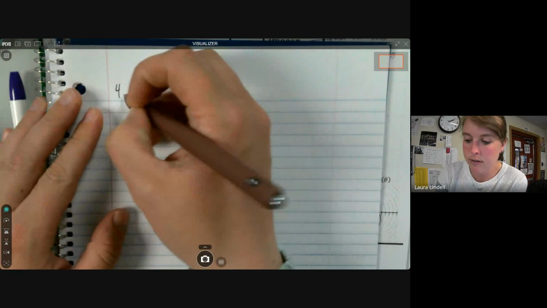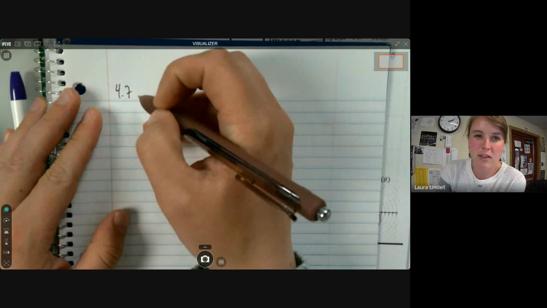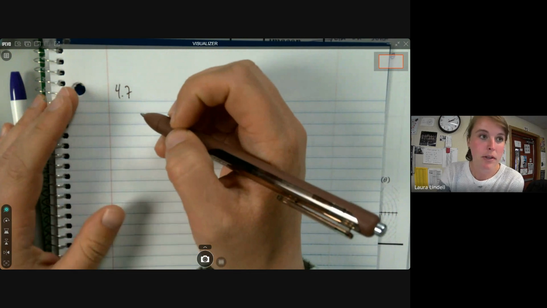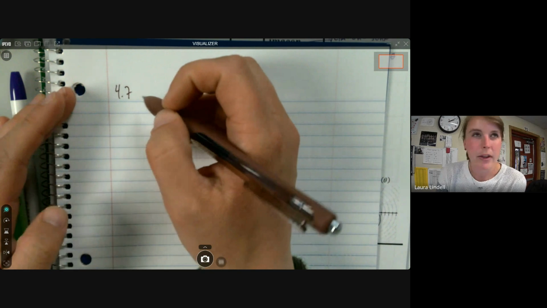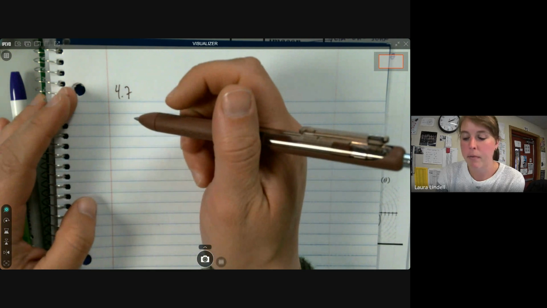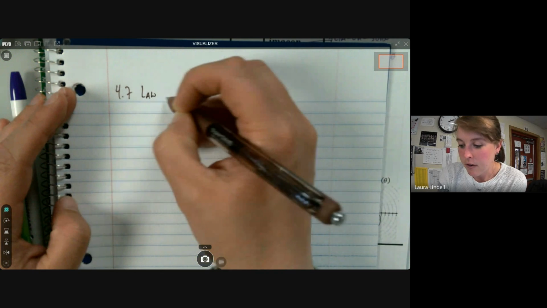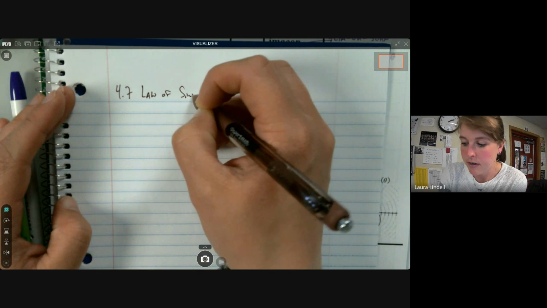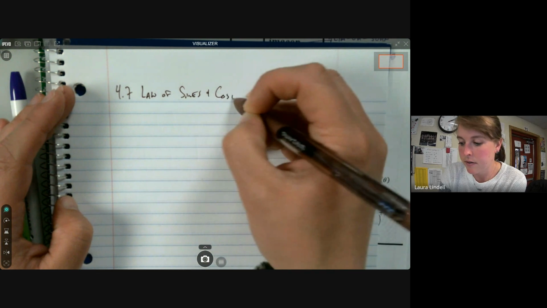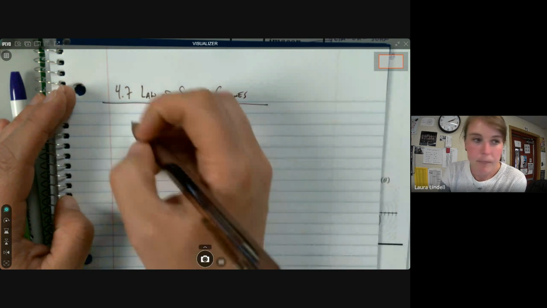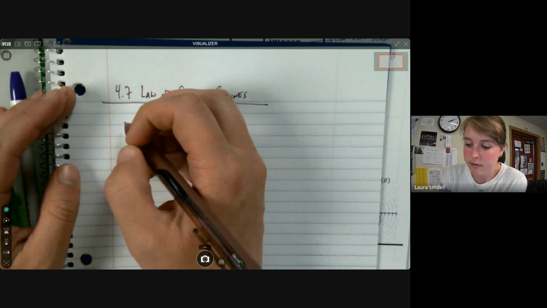Okay. So first thing we're going to do for law of sines and law of cosines is we're going to talk about law of sines. So this is 4.7 in the textbook we haven't really been using. I don't think it's 4.7 in the College Board's thing, but we're going to call it 4.7 just for funsies. Law of sines and cosines. All right. So like I said, we're going to start with the law of sines.